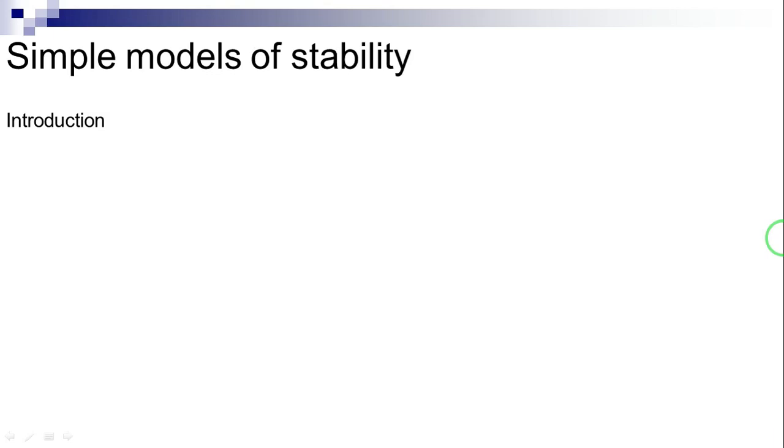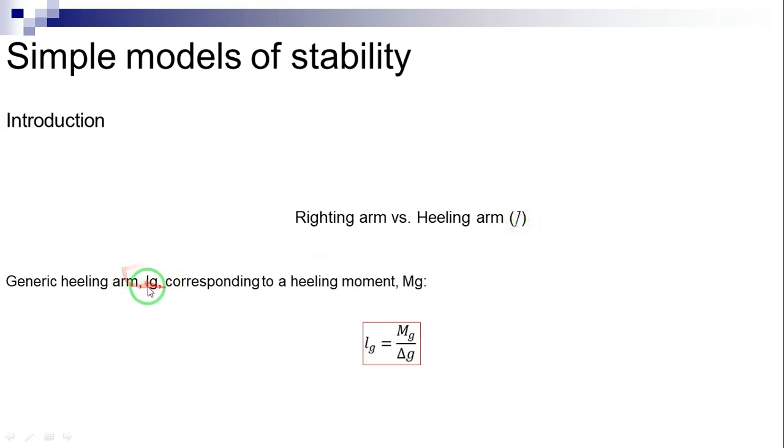Simple models of stability. When the ship heels at constant displacement, it is sufficient to consider the riding arm as an indicator of stability. Then, to assess the ship's stability, it is necessary to compare the riding arm with the heeling arm. We note the heeling arm by the letter L and indicate the nature of the heeling arm by a subscript. To obtain a generic heeling arm L_G corresponding to a heeling moment M_G, we divide that moment by the ship weight as shown in this equation.